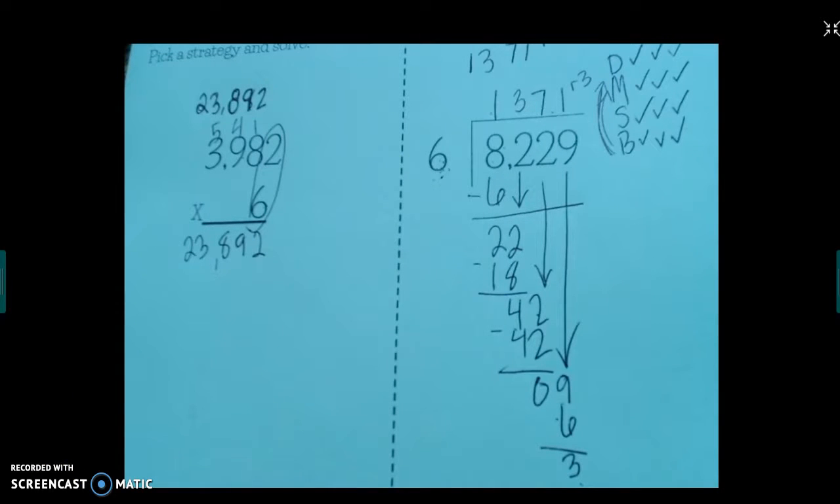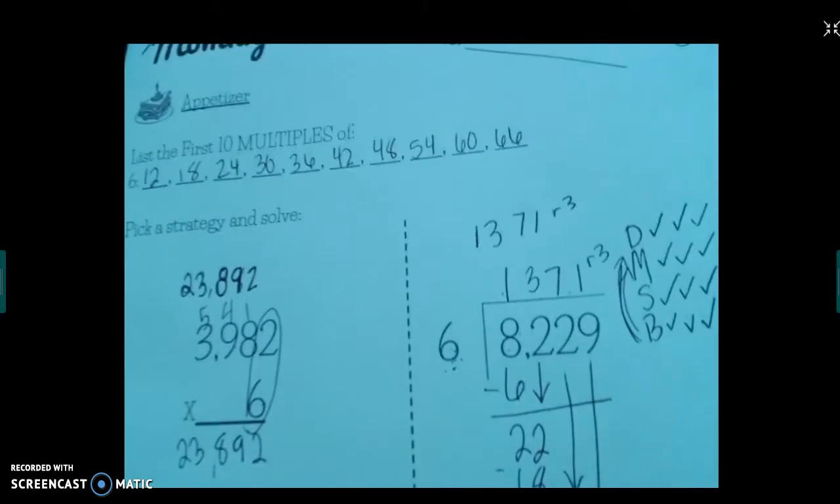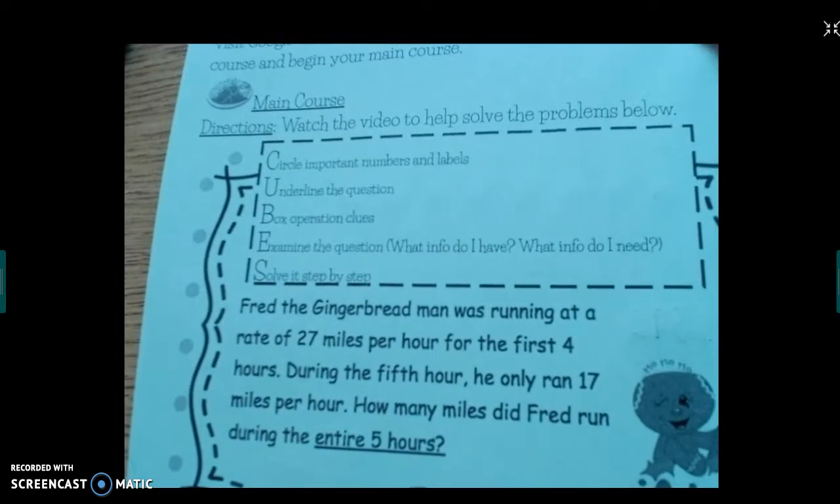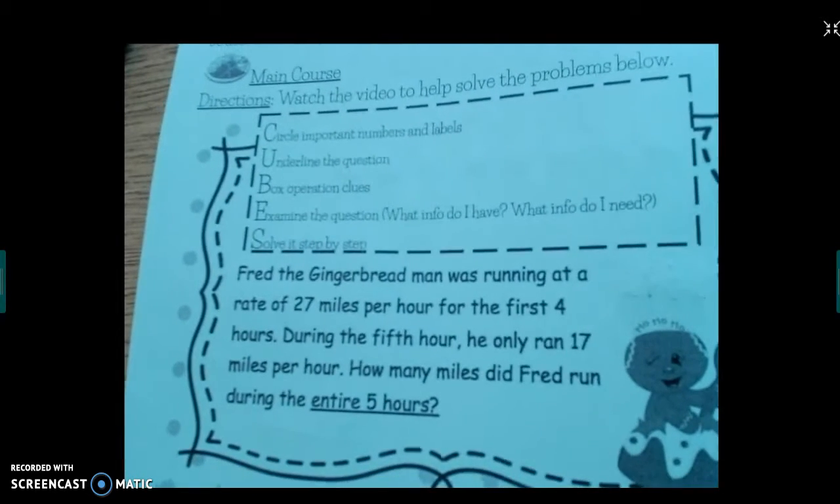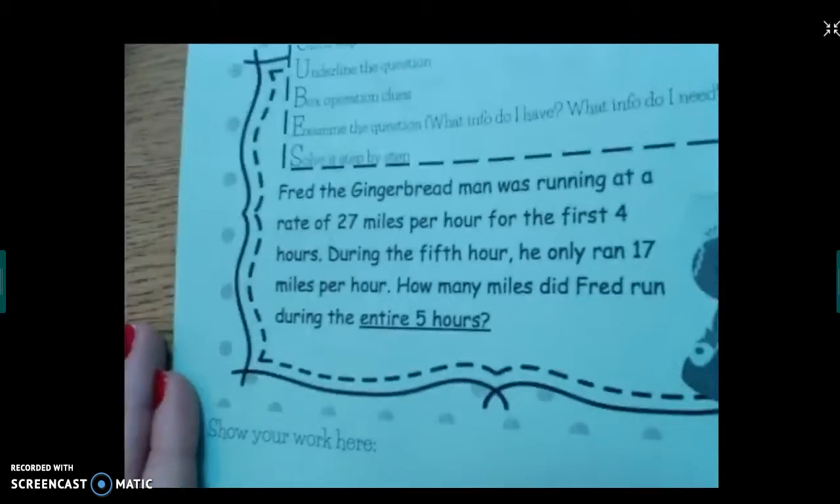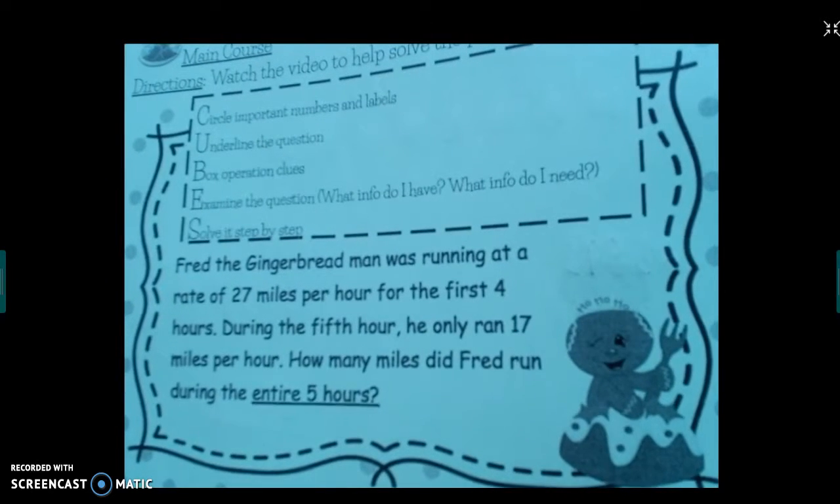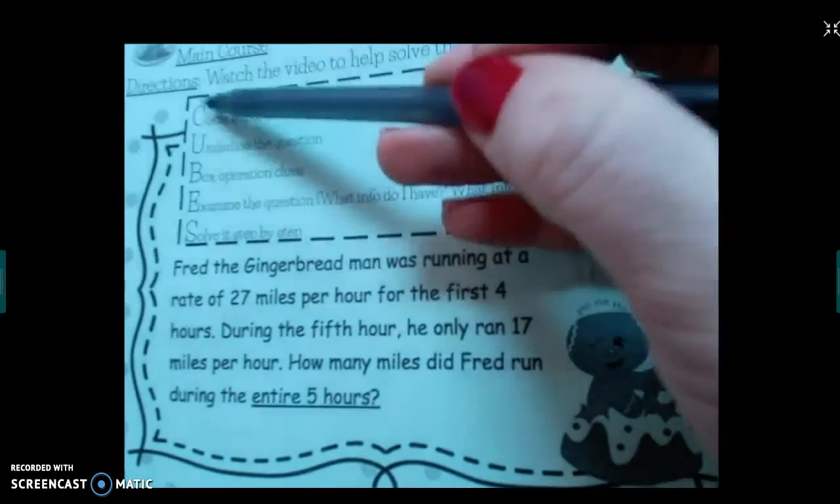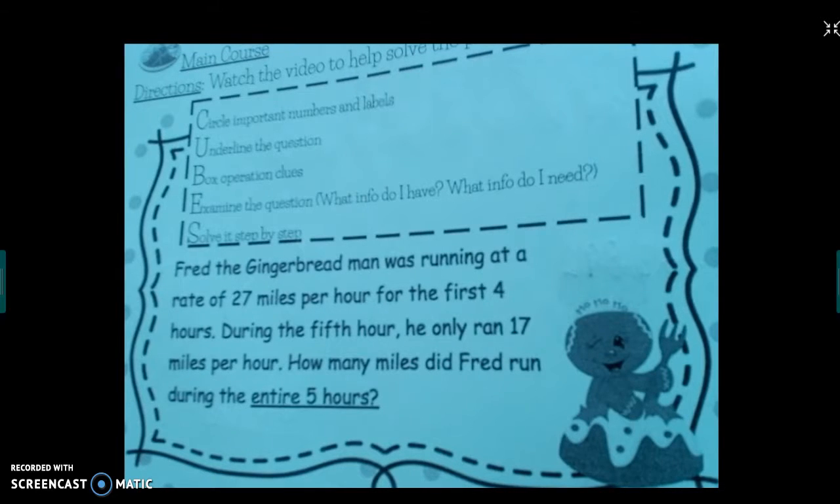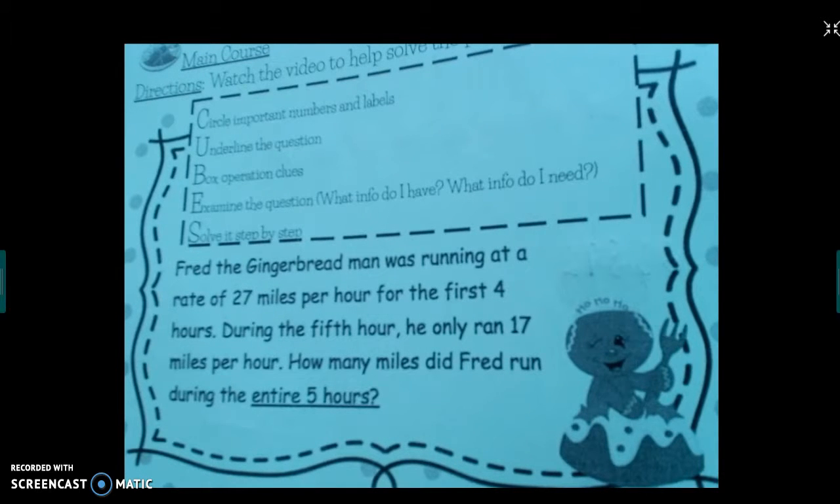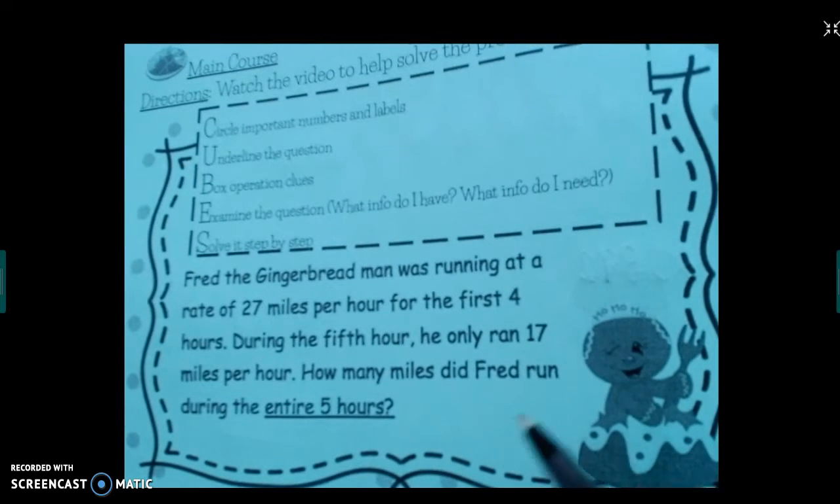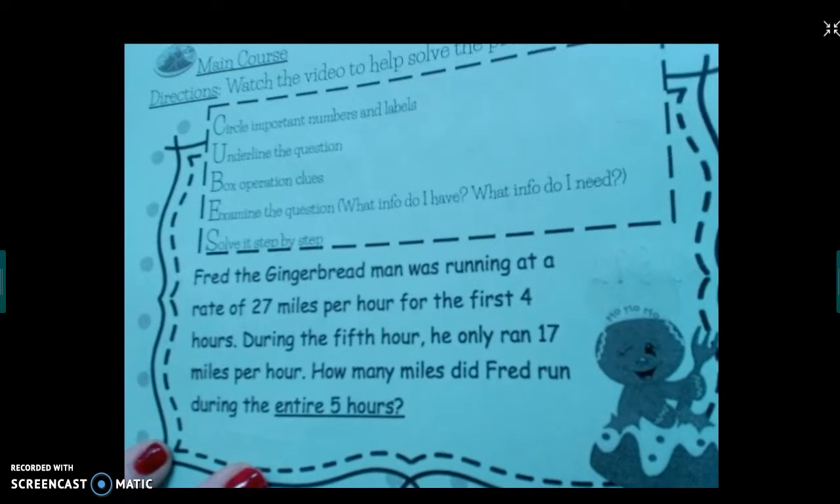All right, you are going to go ahead and continue watching for the multi-step word problems. On the top of each word problem this week, I went ahead and added a way that can help us remember how to solve our word problems, and that is using cubes. The first thing we're going to do is circle the important numbers and labels. So the first thing you should probably do is read it.